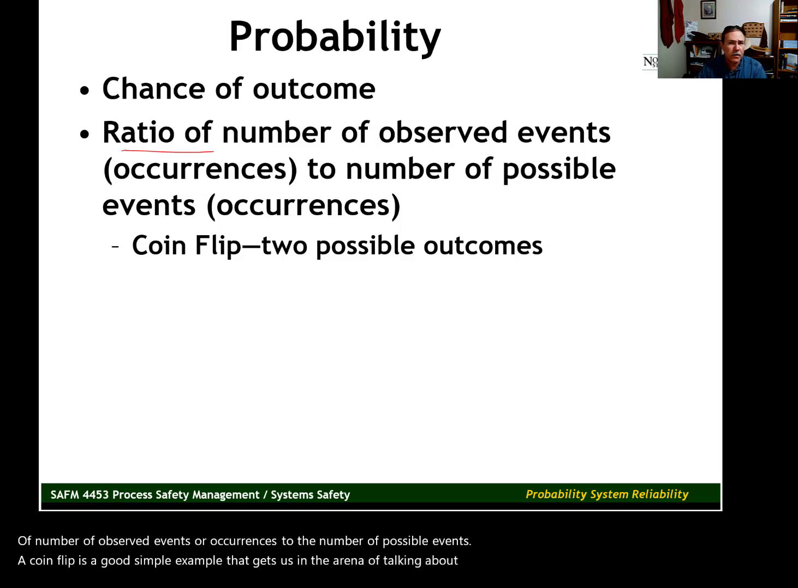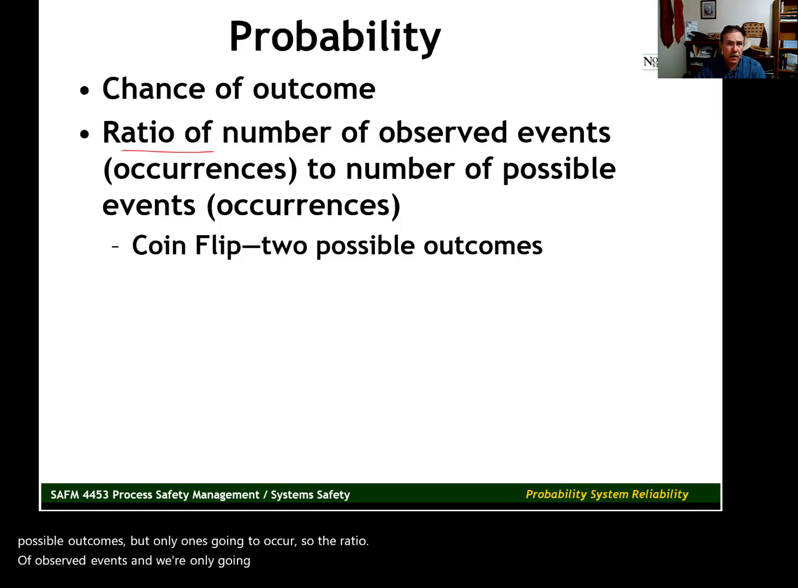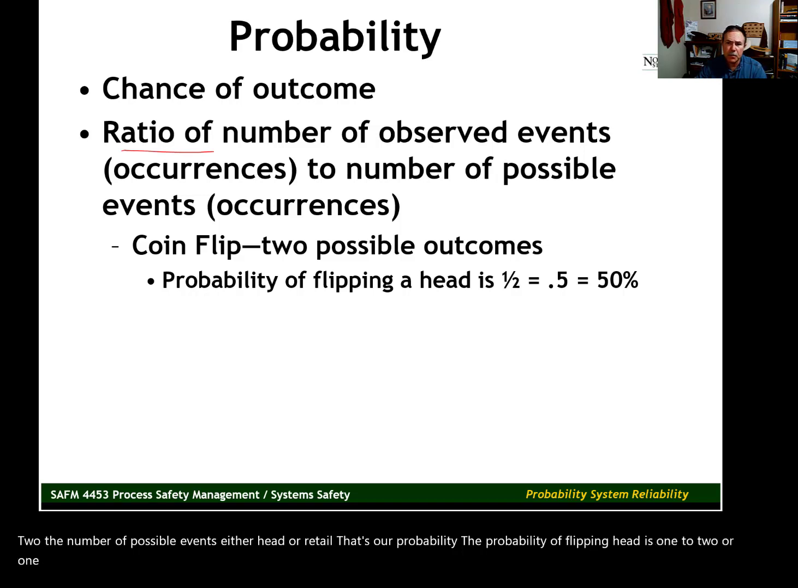When you flip a coin, there's two possible outcomes, but only one's going to occur. So the ratio of observed events, and we're only going to observe one event, the ratio of that one observed event to the number of possible events, either a head or a tail, that's our probability. The probability of flipping a head is 1 to 2, or 1 over 2, or 50%.